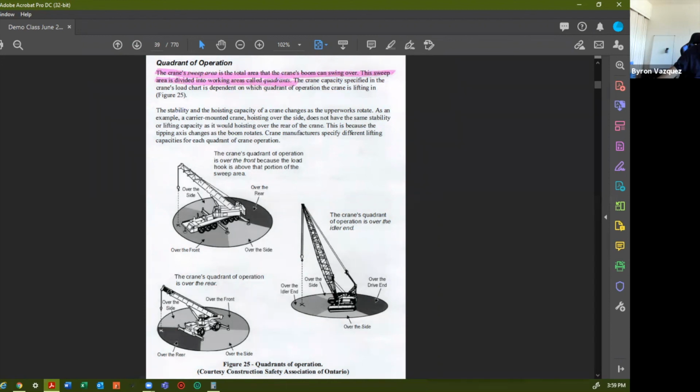And that's for every single crane that we've looked at, right? This is basically the crawler that we just saw. And yeah, it's got its own little quadrant, and it's not able to lift outside of that quadrant. And we're going to have to look at a load chart to figure out how heavy of a load we can carry at what distance.